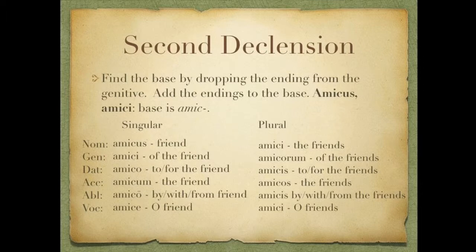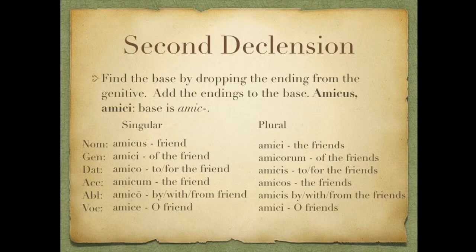So we'll do the same thing, base plus endings. We'll find the base by dropping the ending again from the genitive. So to this base, we'll add our new endings. Our example noun in this chapter is amicus, amici, which means friend. So we go to the genitive, drop the i, and we're left with amic- as our base. Let's go through our chart.